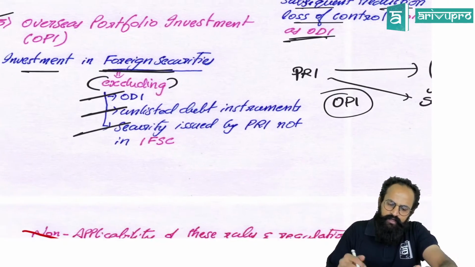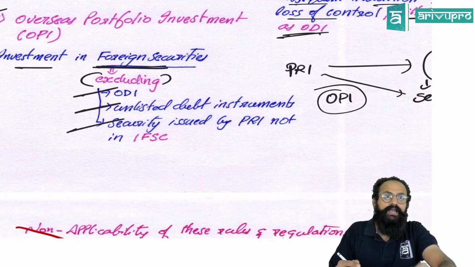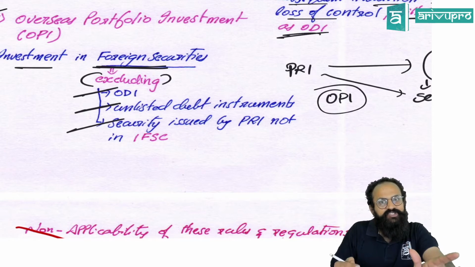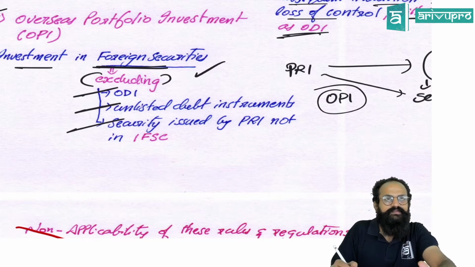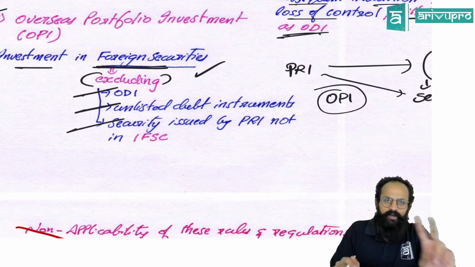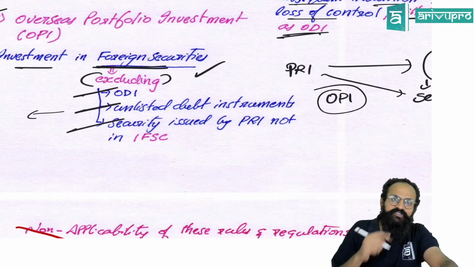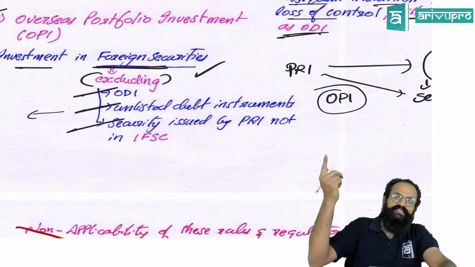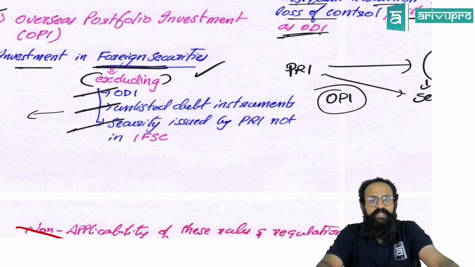And sir, unlisted debt instruments. Listed debt instruments are considered as OPI. Getting the point? Securities issued by a PRI, not in IFSC. What is this IFSC part? We'll see a little while later, people. But I hope you understood. Imagine there is Tesla. Tesla is listed outside. If Tesla issues debentures, it is called OPI. If we are investing 5% in Tesla but we do not have control, then it is called OPI. Understood? Yes, sir.